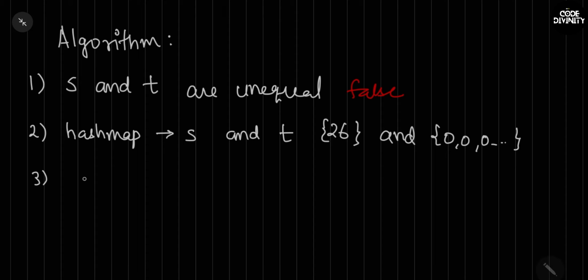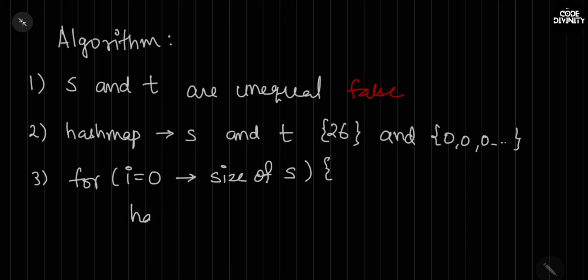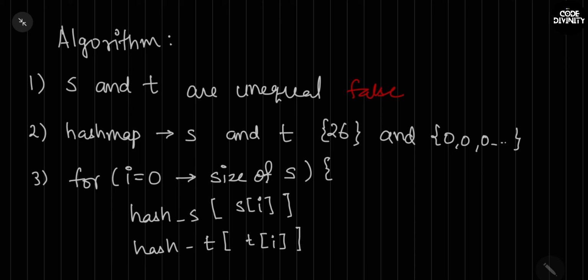Then we will start a for loop from i equals to 0 to size of S. It can be size of S or T, doesn't matter because the size is same that we have checked before. Within this for loop, we will be operating over two hash maps that we have declared before, hash map S and hash map T. And for both the strings, we will fetch the alphabet by S of i and T of i respectively, and this will map to the index between 0 to 26 in the hash map, and then we will increment the count.